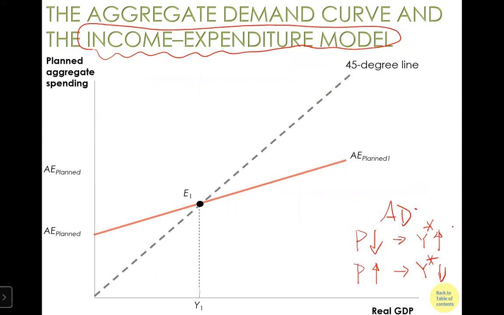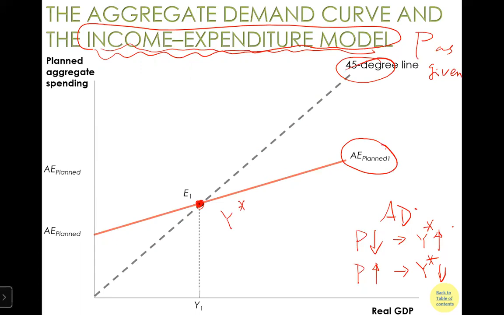Let's look at the income expenditure model we just concluded. In this model, we take price as given. Given the price, we can see the aggregate expenditure line cross the 45-degree line. That gives us Y star, or the equilibrium aggregate expenditure. But this equilibrium is under the income expenditure model with P given.